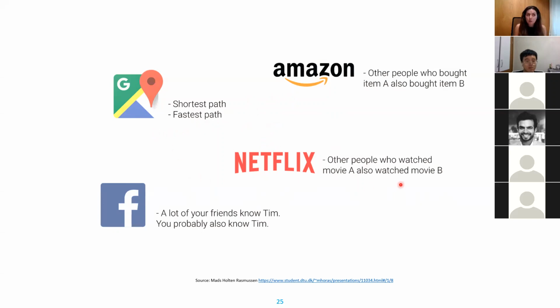Then we have Netflix. Netflix also uses knowledge graphs. People who watch movie A also watched movie B. And then we have LinkedIn or Facebook. A lot of friends know Tim. You probably also know Tim. So it's based on the graphs and the connections that we have with other people. So different technologies use the same approach.